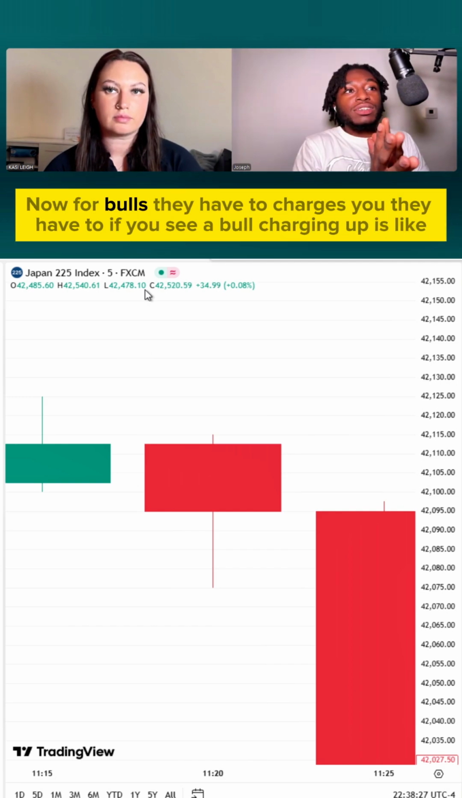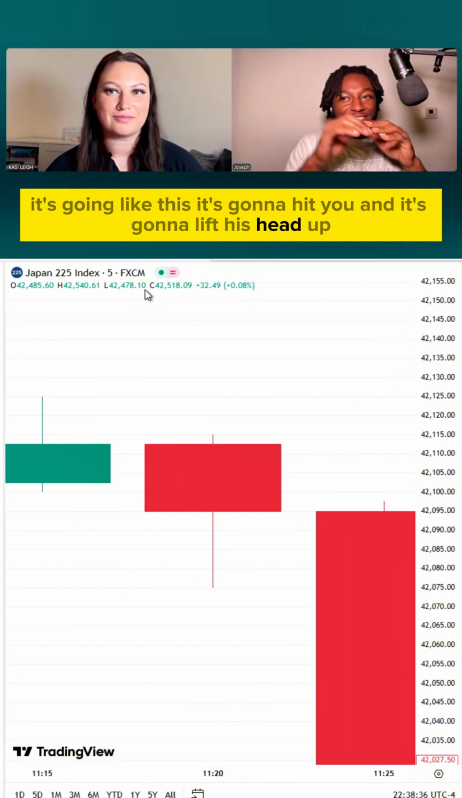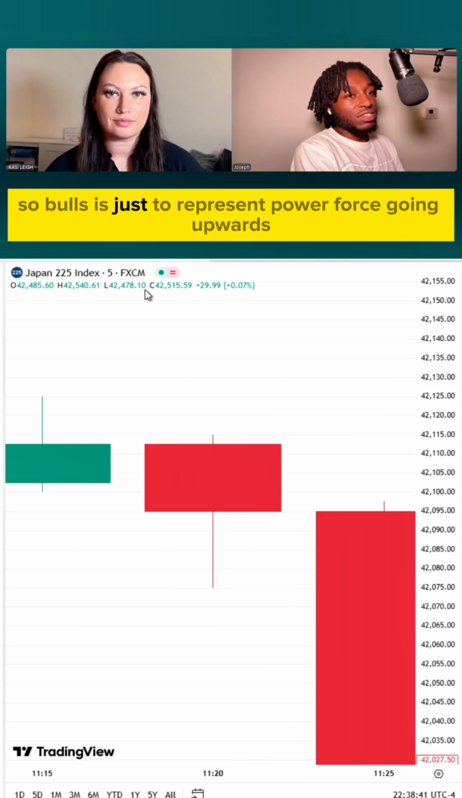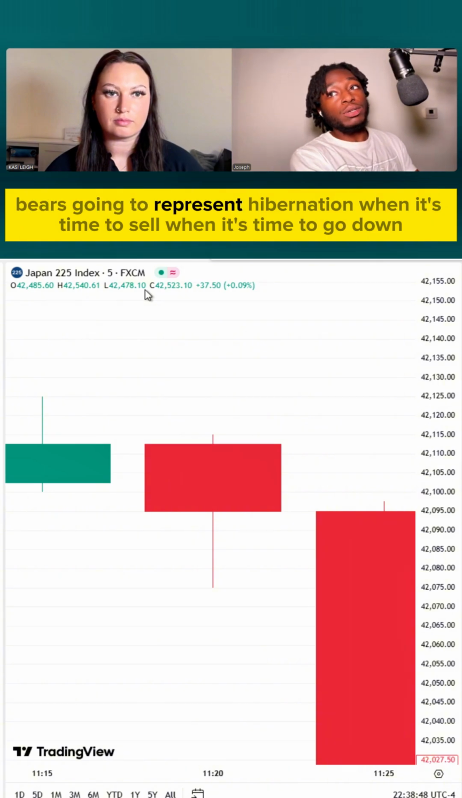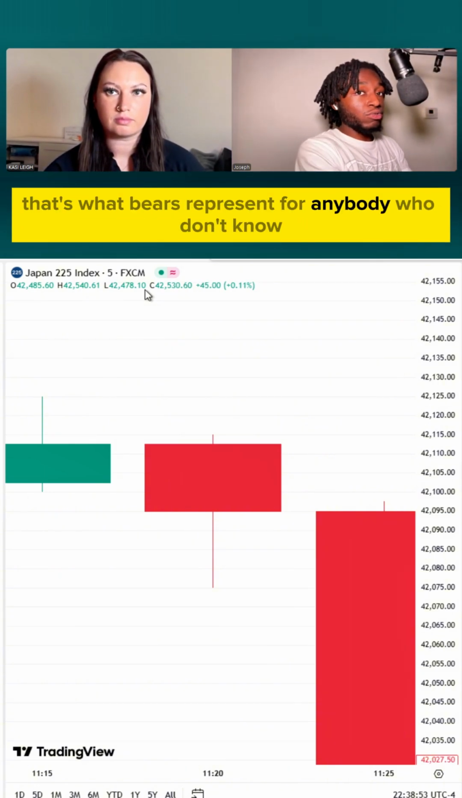Now for bulls, they have to charge at you. If you see a bull charging up, it's going to hit you and it's going to lift its head up because it wants to get you with the horns. So when you think of bulls, you think up. Bulls represent power, force going upwards. So that's going to represent buy. Bear is going to represent hibernation, when it's time to sell, when it's time to go down. That's what bears represent, for anybody who doesn't know.